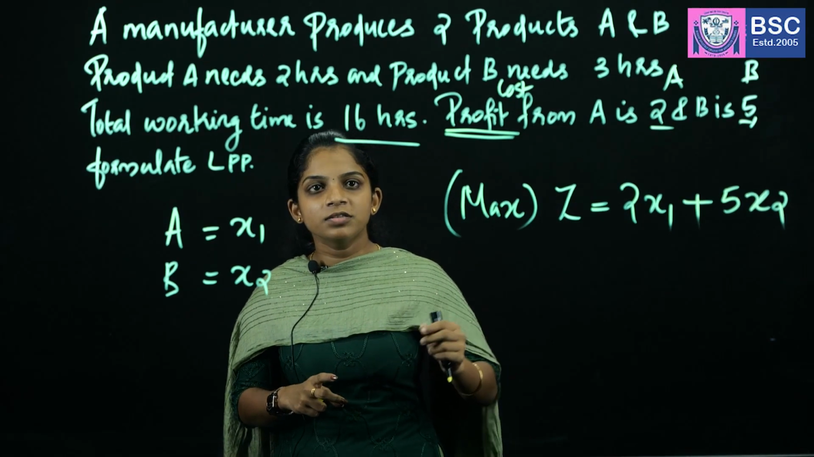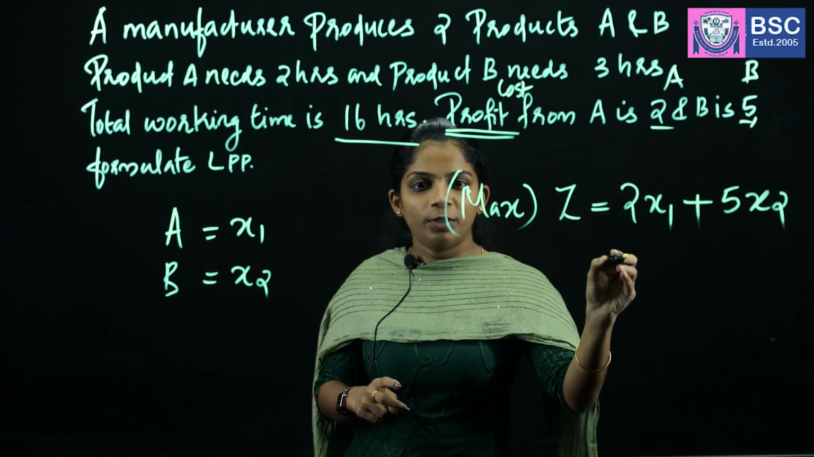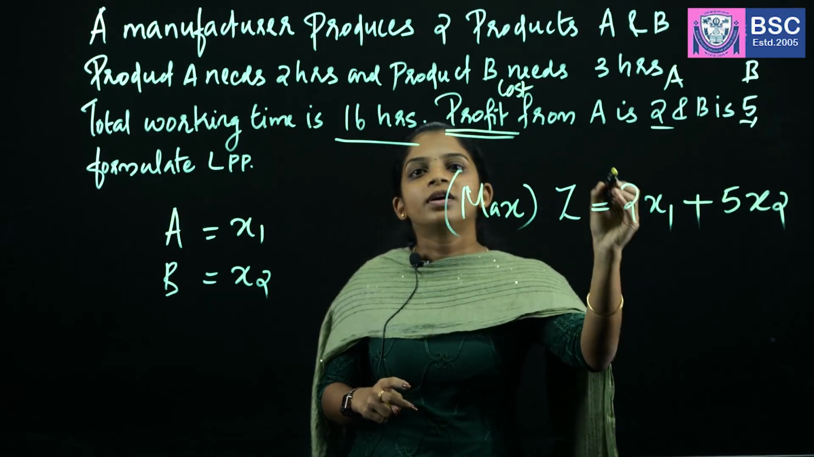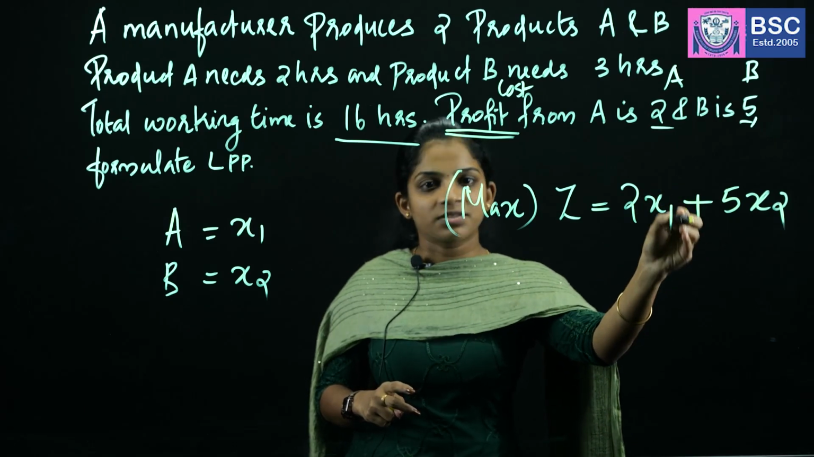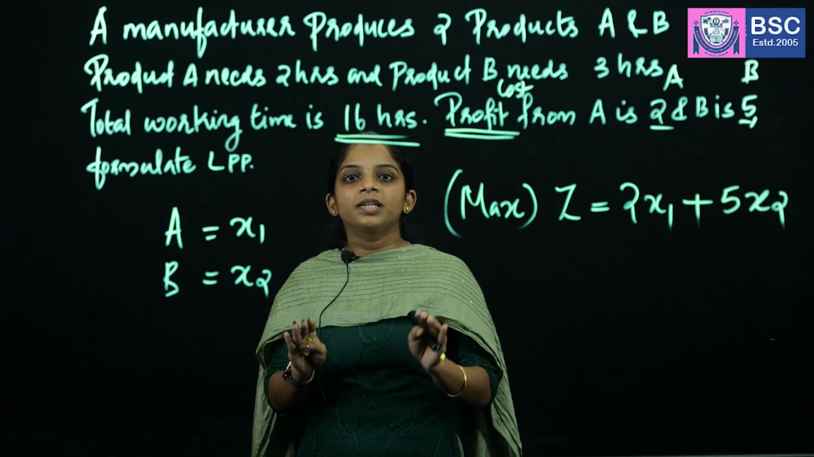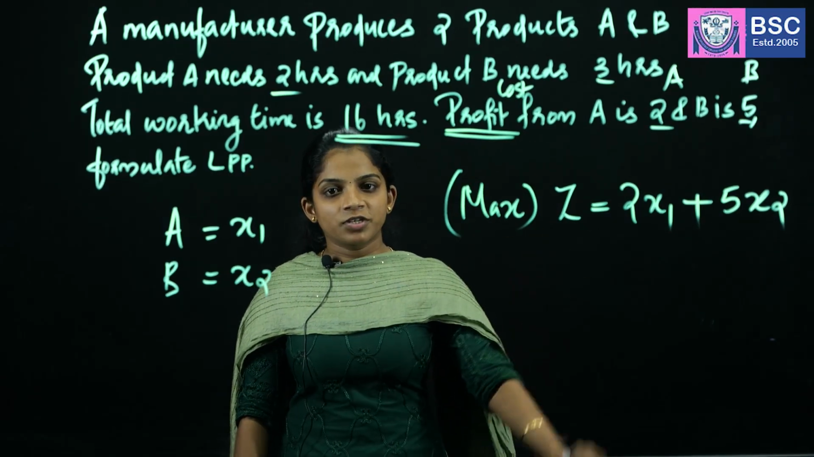So we just formed our objective function. Objective function means what is the real problem. So the business is having the problem of maximizing profit of A as 2 and B as 5 in the event where total working time available is only 16 hours.